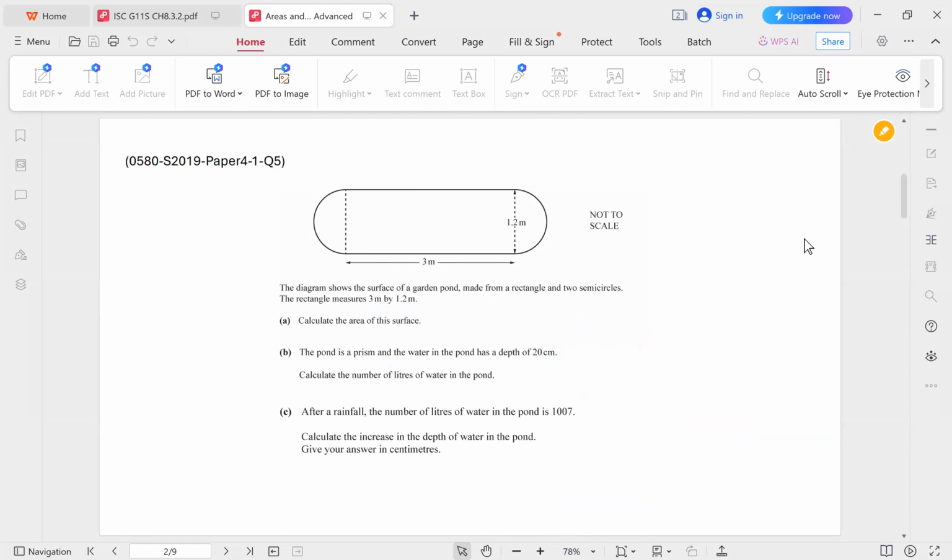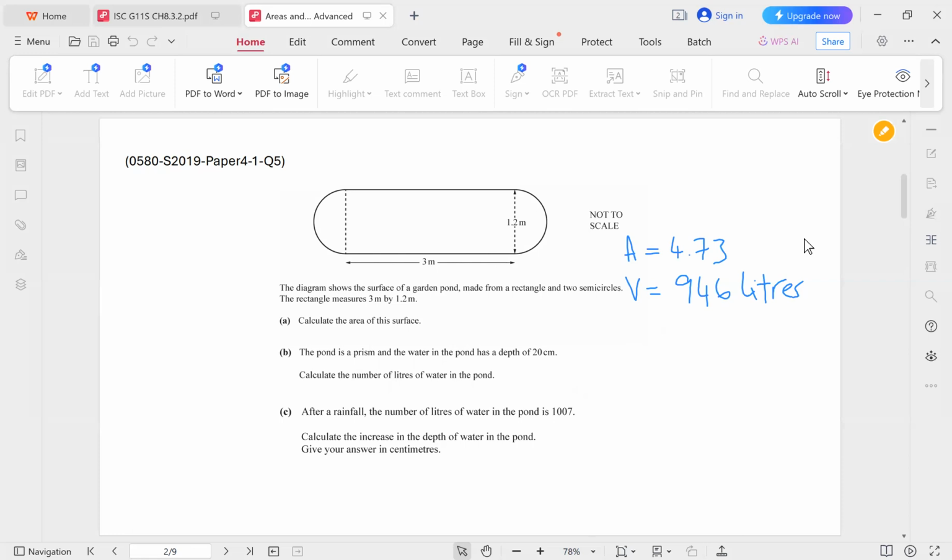So just to be able to solve C, let's write down what we figured out so far. The area is equal to 4.73, and the volume is equal to 946 liters. In question C, we are told, after a rainfall, the number of liters of water in the pond is 1007. Calculate the increase in the depth of water in the pond. Give your answers in centimeters.